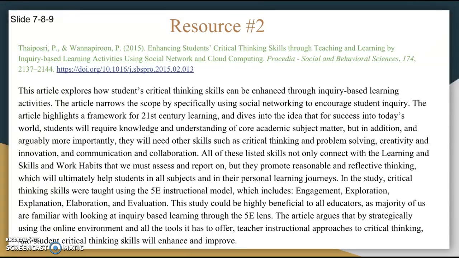explanation, elaboration, and evaluation. As educators, we are familiar with the inquiry-based learning and components of the 5E model, and this research encourages using the online environment as a tool to ultimately foster and enhance critical thinking skills for all students.